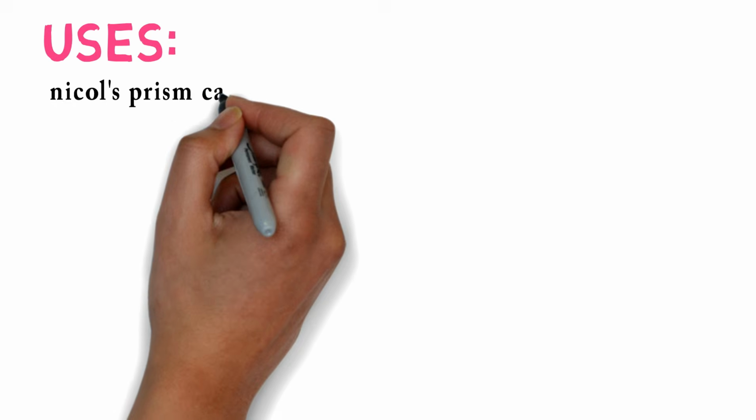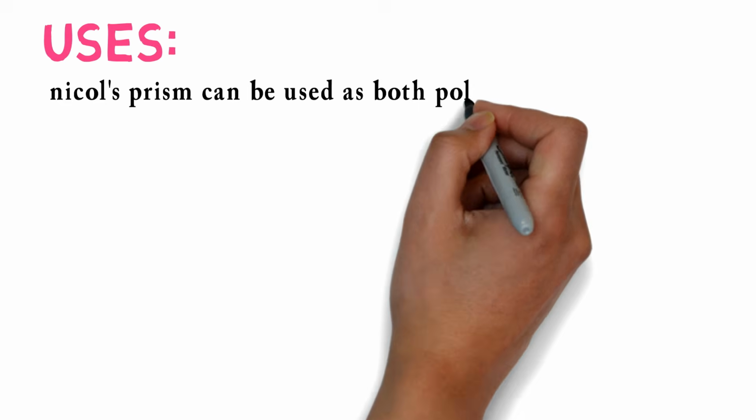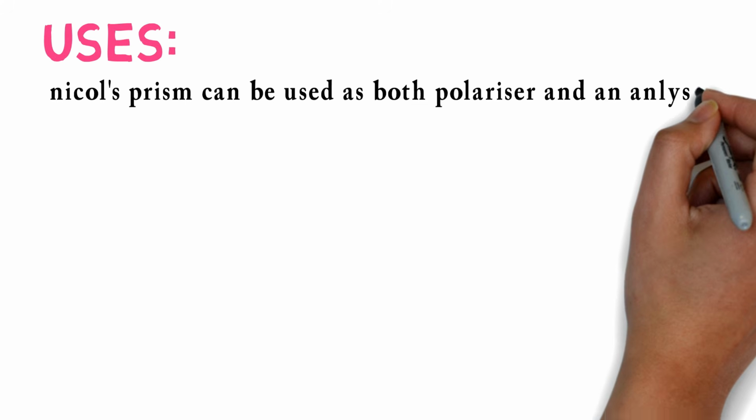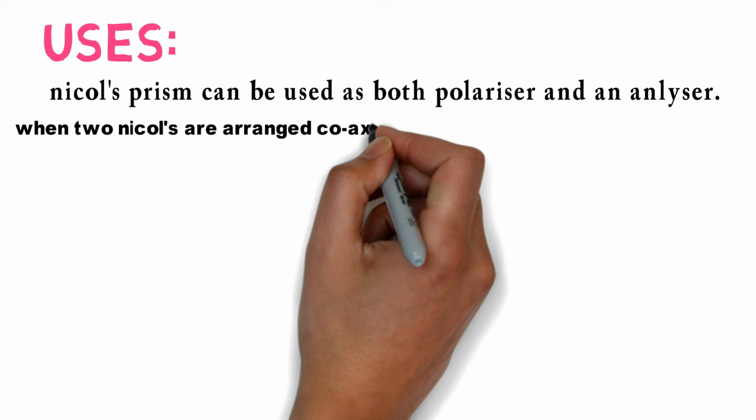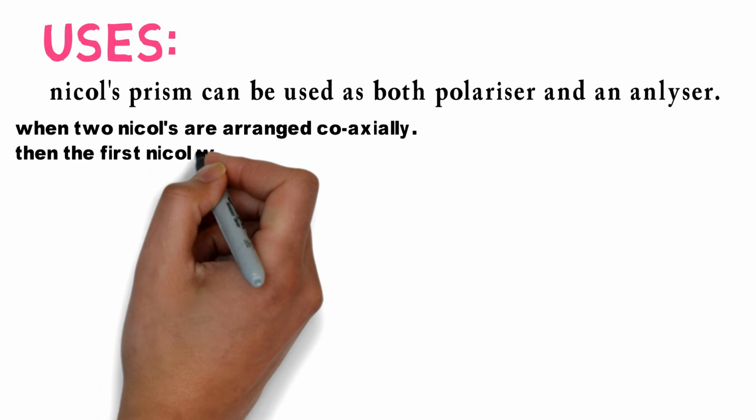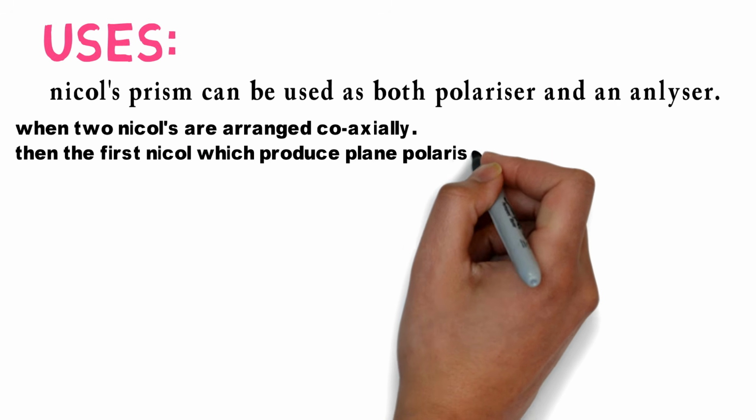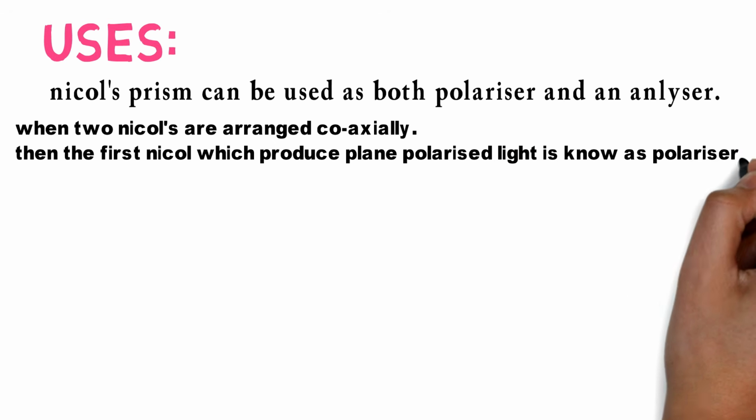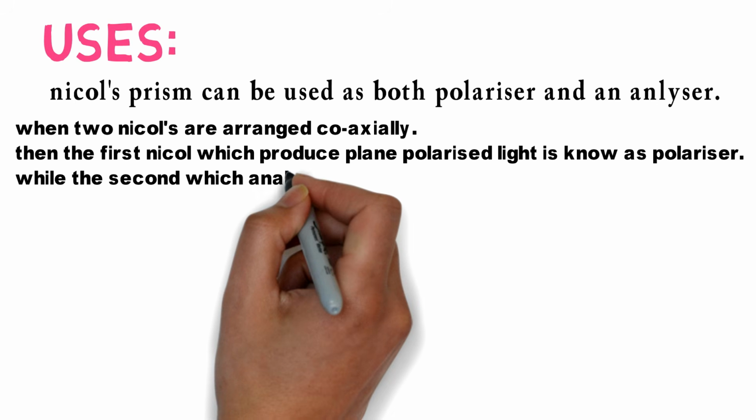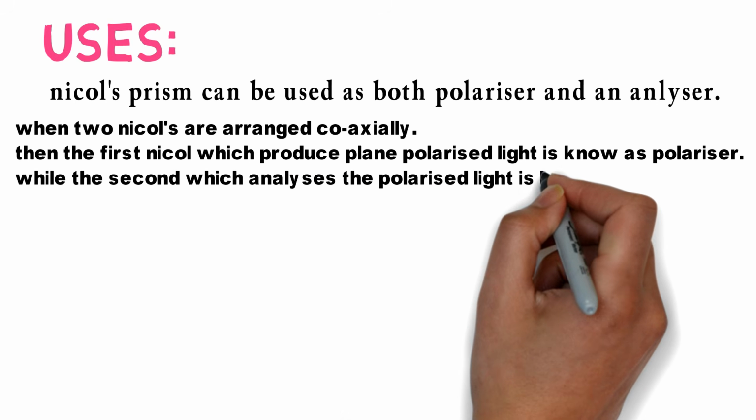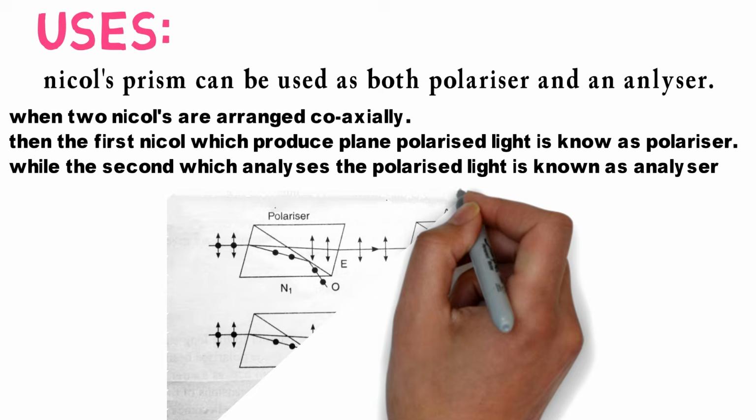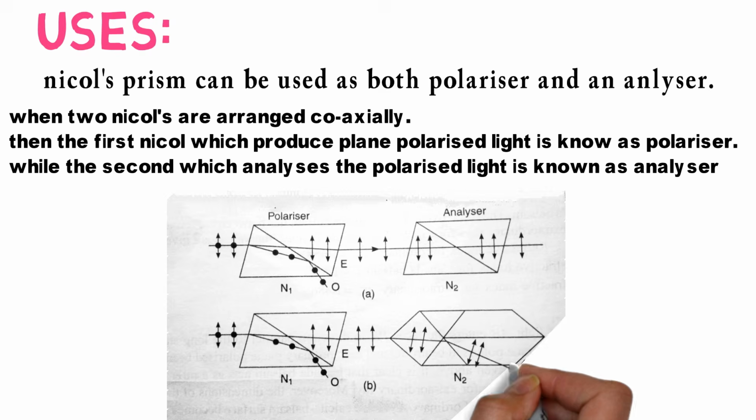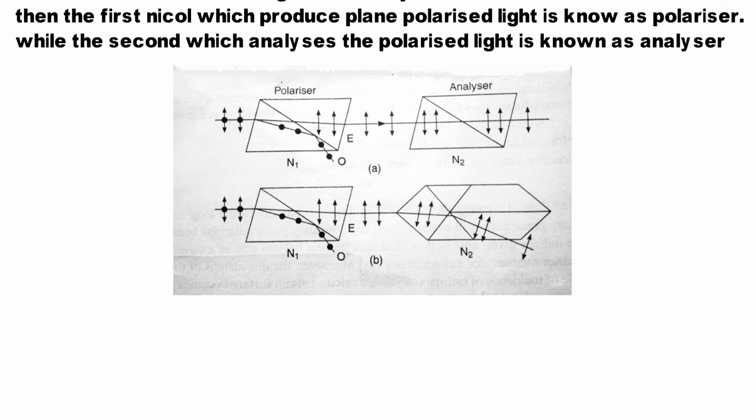Now we see the uses of the Nicol's prism. Nicol's prism can be used as both polarizer and analyzer. When two Nicols are arranged coaxially, the first Nicol, which produces plane polarized light, is known as the polarizer, while the second, which analyzes the polarized light, is known as the analyzer. Here we see the diagram of the polarizer and analyzer.